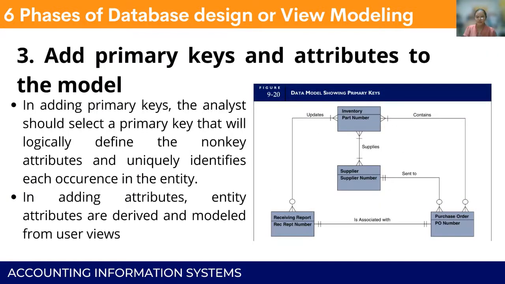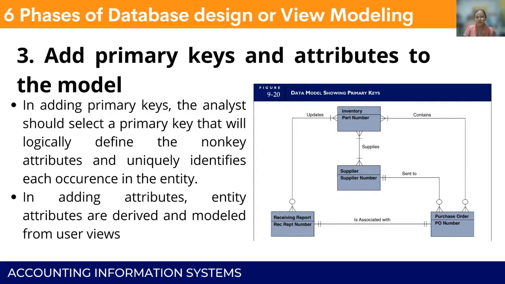The third phase is adding primary keys and attributes to the model. In adding primary keys, the analyst should select a primary key that will logically define the non-key attributes and uniquely identify each occurrence in the entity. This can be accomplished using a simple sequential code such as invoice number, check number, or purchase order number, as shown in figure 920, the data model showing primary keys.